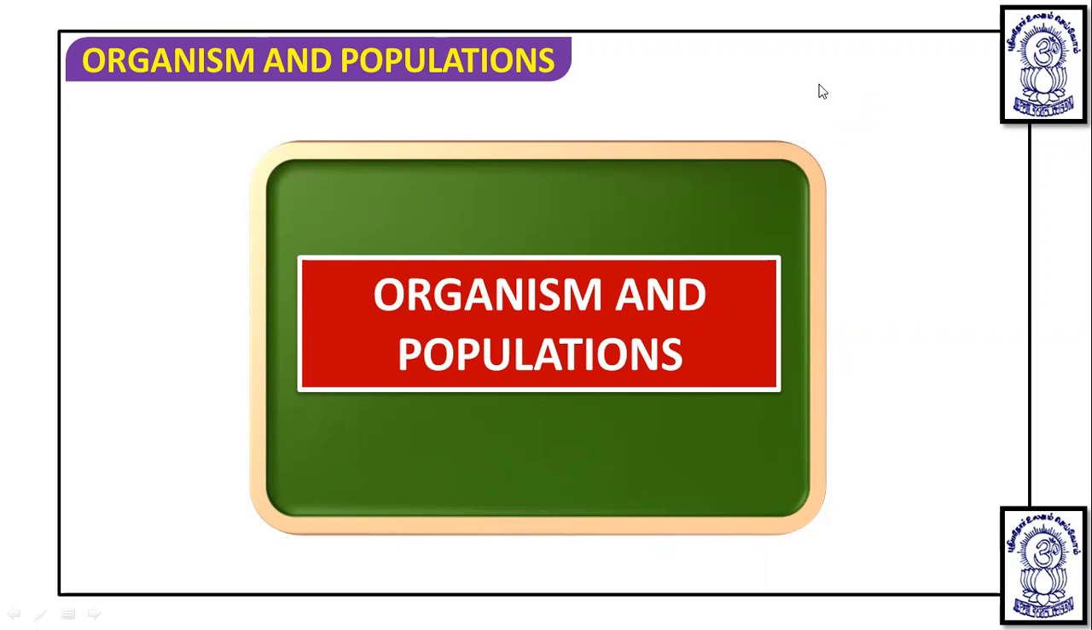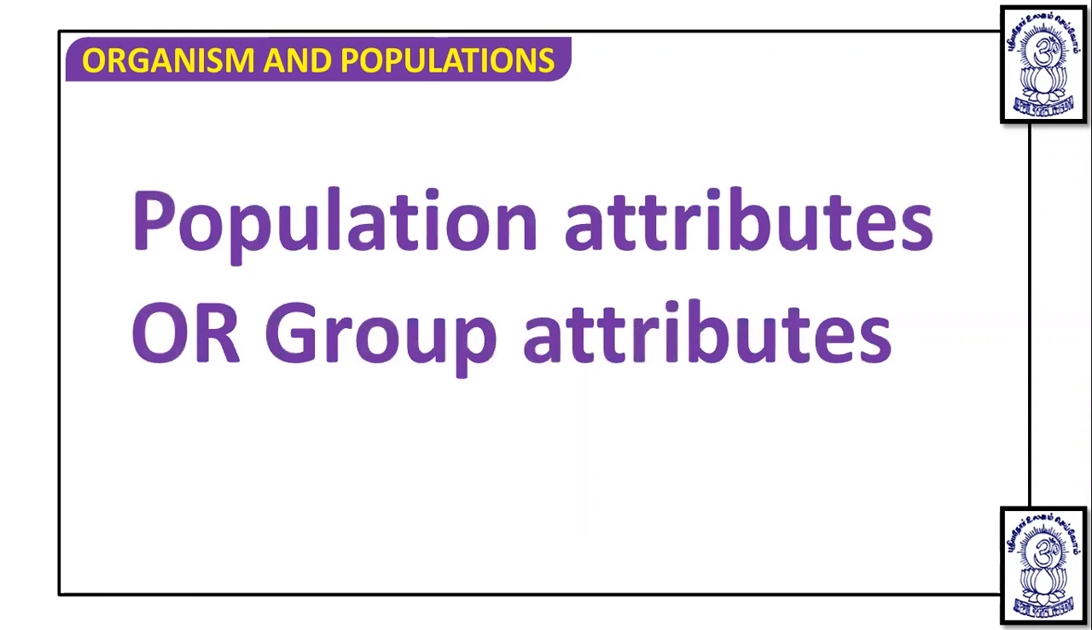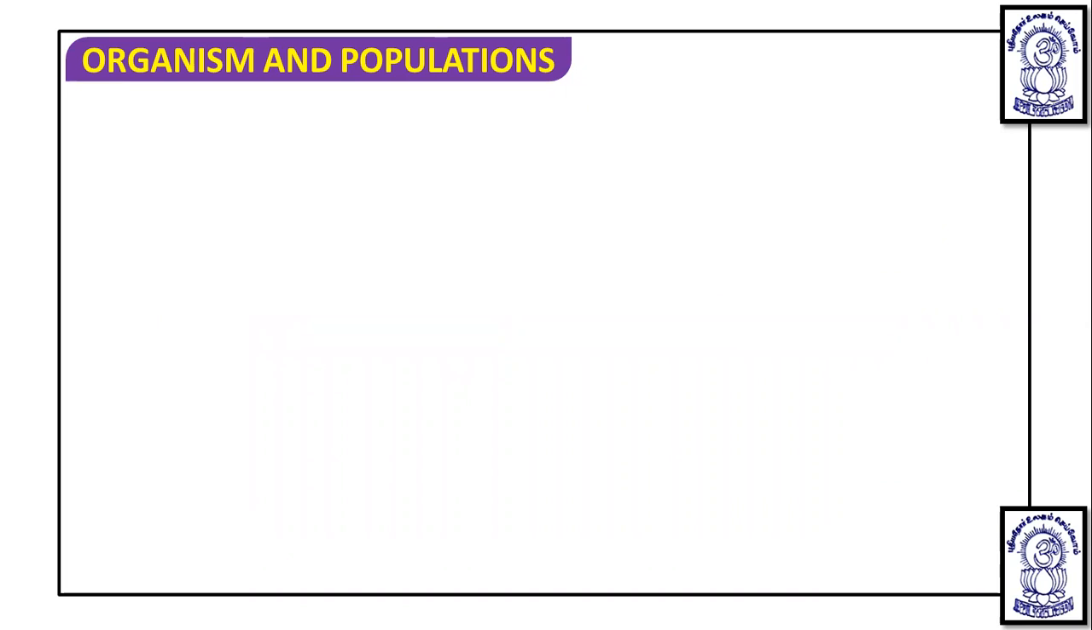Dear students, we are in continuation of the chapter Organism and Population. Okay, so we are studying organisms and populations. Now, in this chapter, we are going to talk about the population attributes or group attributes, or we can say the population characteristics. Before studying the population characteristics, we have to understand what a population is.